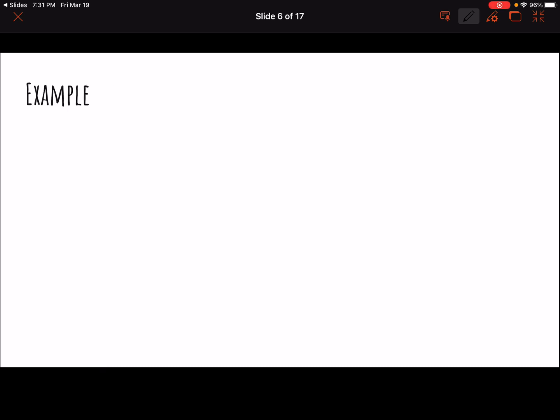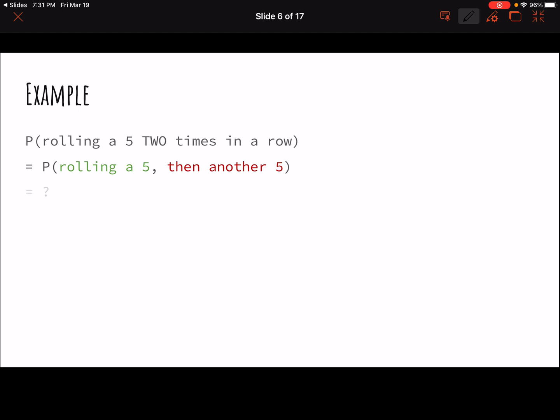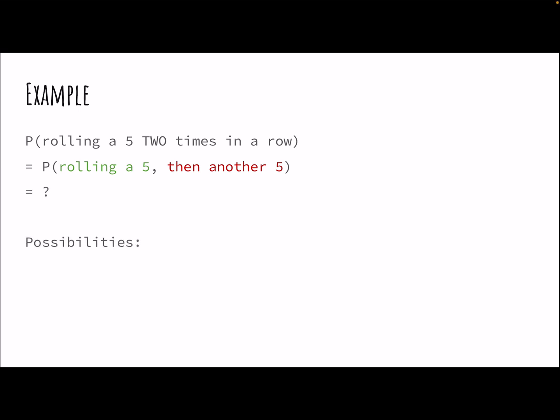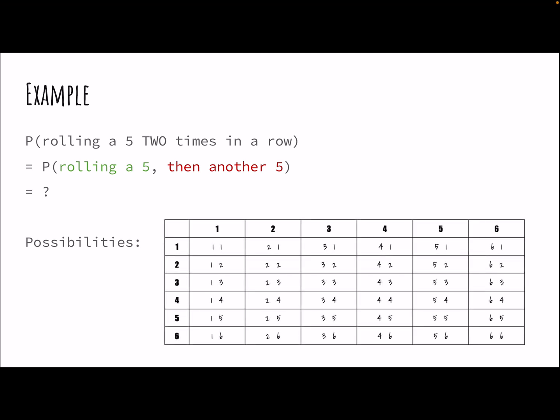Let's try another one. Now let's think about the probability of rolling a 5 on a die 2 times in a row. So rolling a 5 and then rolling another 5, 2 separate times that you're rolling a single die. In this case, there's a lot of situations to consider. We actually wrote out a chart very similar to this when we played Blocko back on day 1. This time we're considering rolling the same die twice, so it's a little bit different of a scenario.